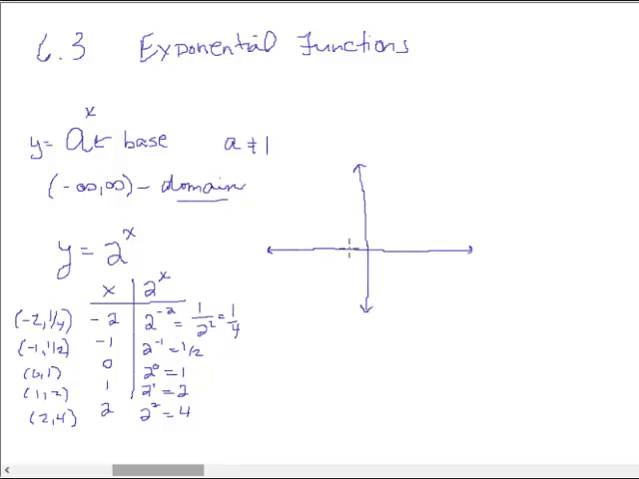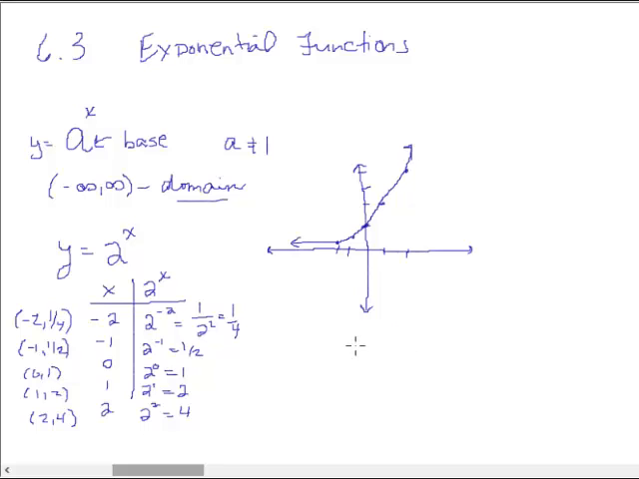So -2, 1/4; -1, which would be 1/2; 0, 1; 1, 2; and 2, 4. So this looks like this. That's a graph of y equals 2 to the x.